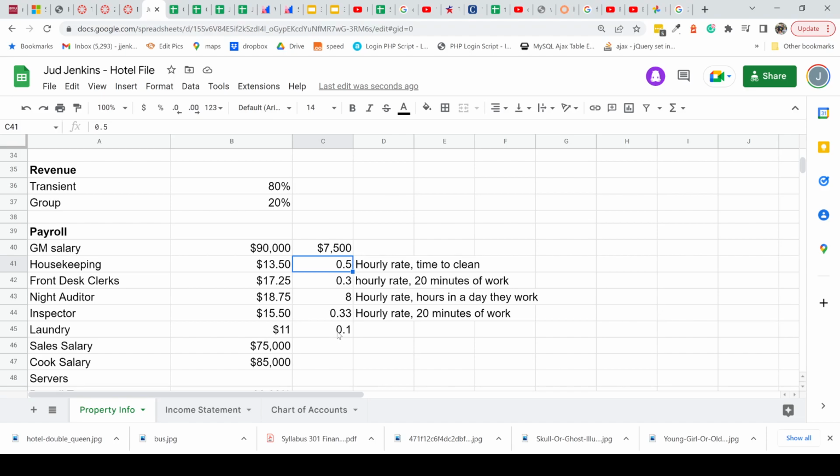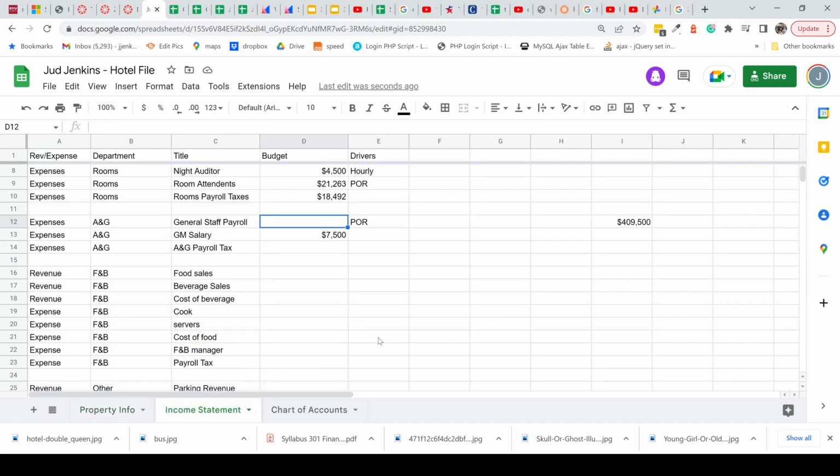So if there's not a lot of guests, you don't have to have a lot of background staff. But if you do have a lot of guests, you need a lot of background staff, and that's why you do it per occupied room. I hope that makes sense. All right. So you should figure out what you're going to pay the general staff. So take a stab at that one.